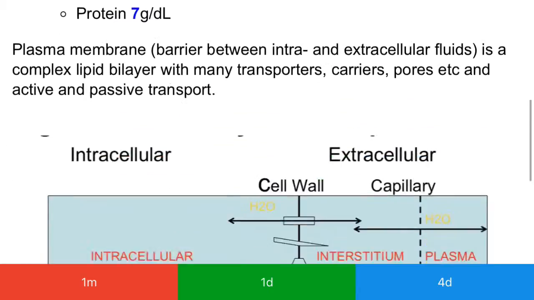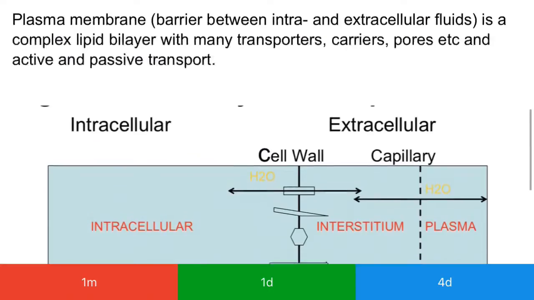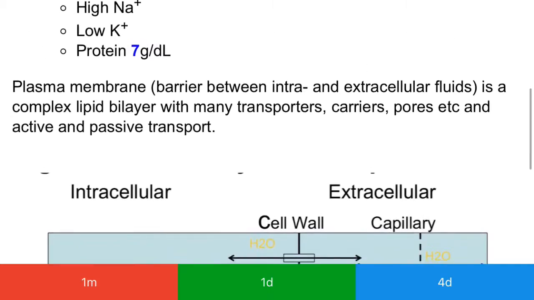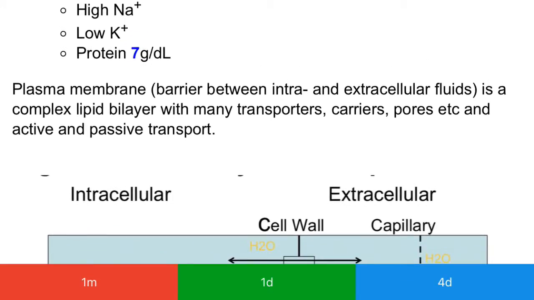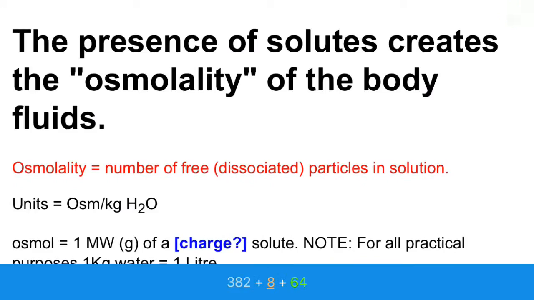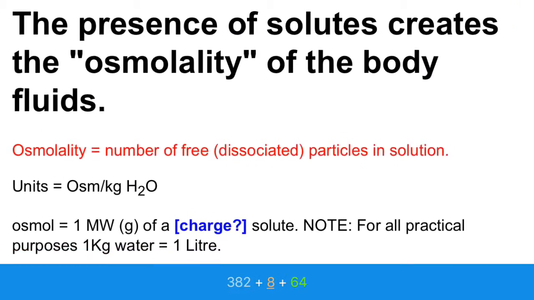Let's see, plasma concentration. You can kind of see what's going on here, and you see the figure that this comes from. And let's make sure that there's not any important information. It looks like I've copied that out. Complex lipid bilayer with many transporters, carriers, pores, etc. Okay, great. The presence of solutes creates the osmolarity of the body fluids.